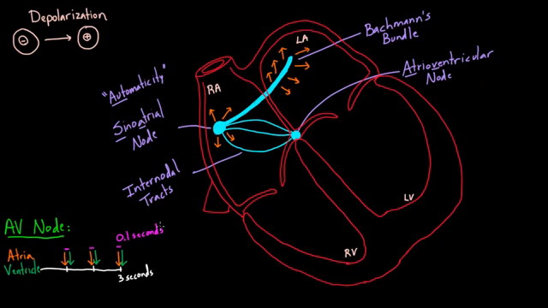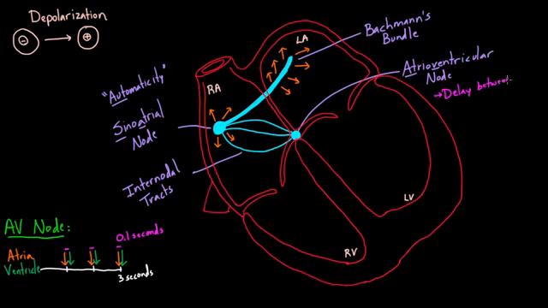But the reason that there's that delay is due to the AV node. So one of the kind of interesting things about the AV node is that it creates a delay between the atria and the ventricles. So delay between atria and ventricles.